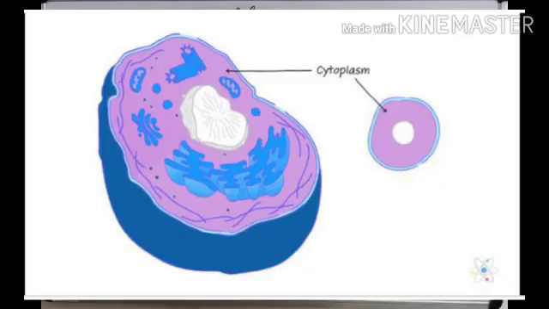Next, we have the cytoplasm. It is a jelly-like substance occupying most of the cell's inner part. It lies between the cell membrane and the nucleus. All the life functions, the various chemical reactions, take place in the cytoplasm only. The cytoplasm also has certain tiny structures called organelles, as well as non-living bodies called cytoplasmic inclusions, which also perform various life functions.